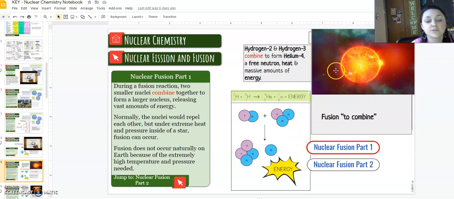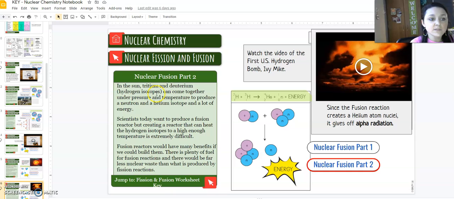So this actually produces way more energy, but we don't use that for power because of how hot it has to be. So in the sun, these two isotopes of hydrogen combine and produce lots of energy. Scientists want to produce a fusion reactor, but the high temperature is just too difficult. And so these fusion reactors would have many benefits if they could build them, because there's plenty of fuel for fusion because all we need is hydrogen.